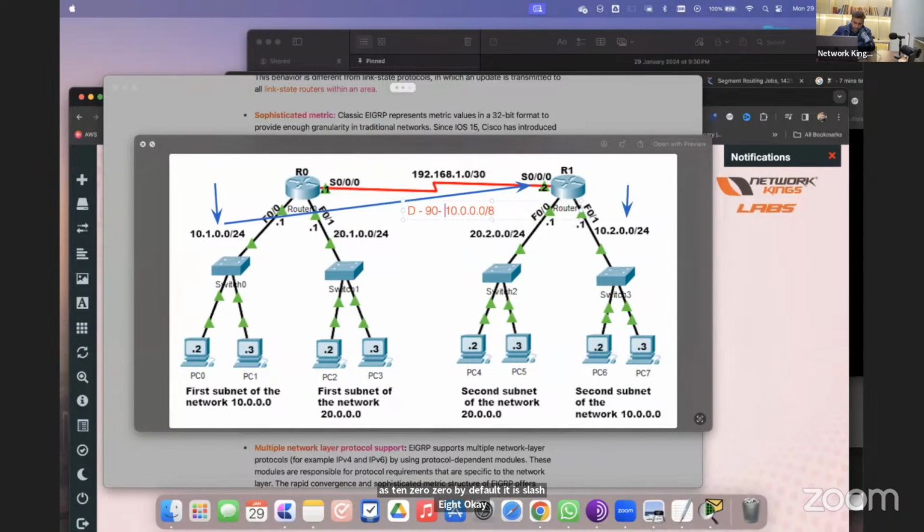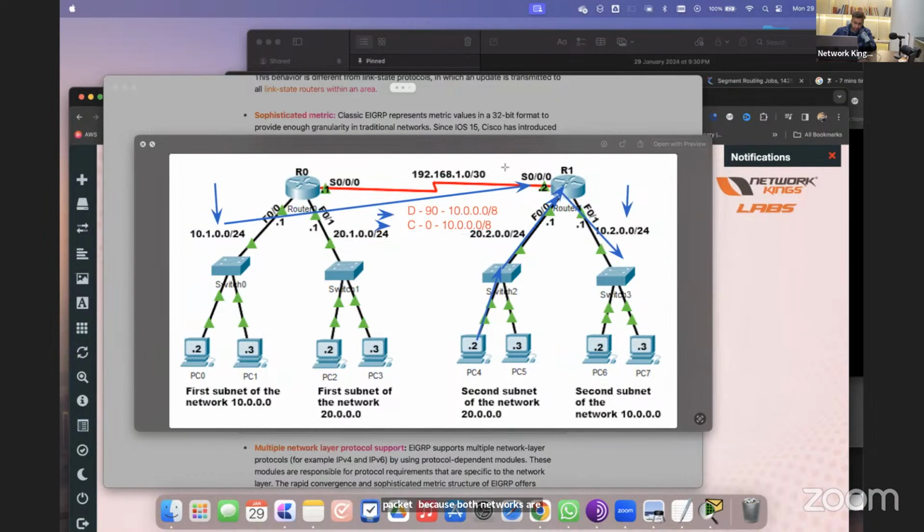EIGRP has an AD value of 90, right? And now the 10 network is also directly connected to me, which has an AD value of 0. So tell me which path you will prefer. You will prefer the AD value 0, which is best. And EIGRP is 90. Now tell me, if this computer wants to go to this machine, which is 10.1.1.2, what will happen? The router will forward the packet to this side because both networks are the same.